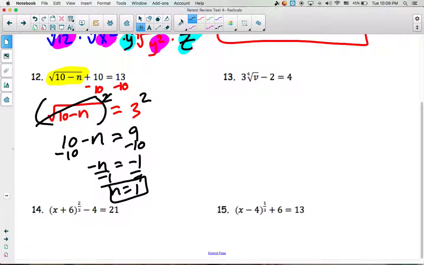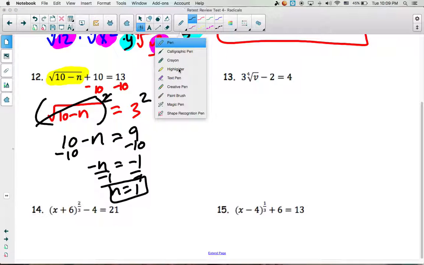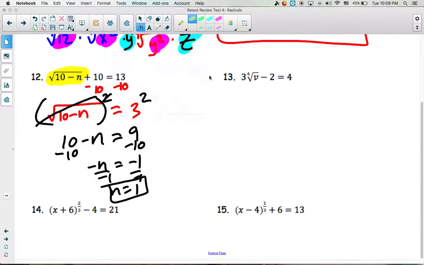Question number 13. I have 3 times the fourth root of v minus 2. Here is the radical. We want to isolate that, get it by itself. So I need to get rid of this 3 in front and the minus 2. We always start with addition or subtraction when we're undoing things. So I'm going to start with minus 2. The opposite is to add 2.